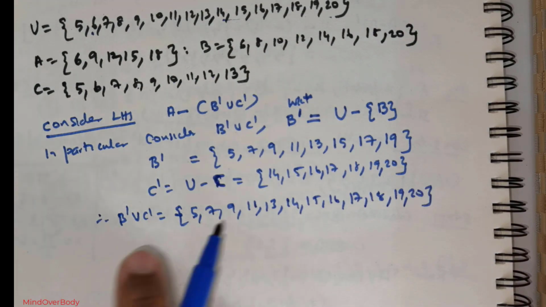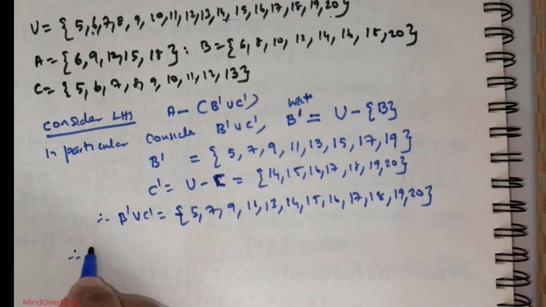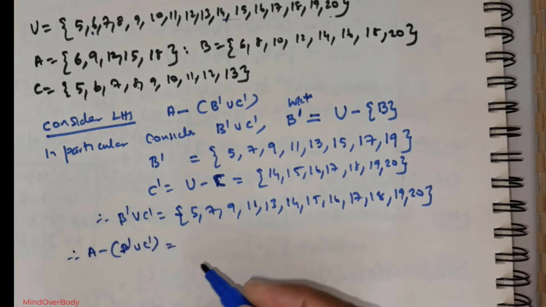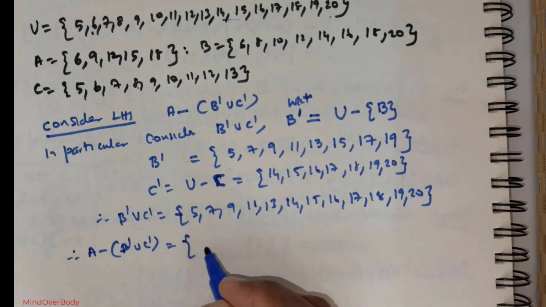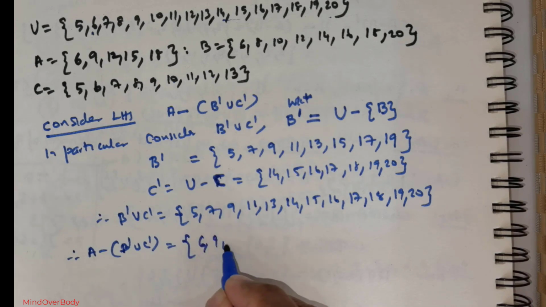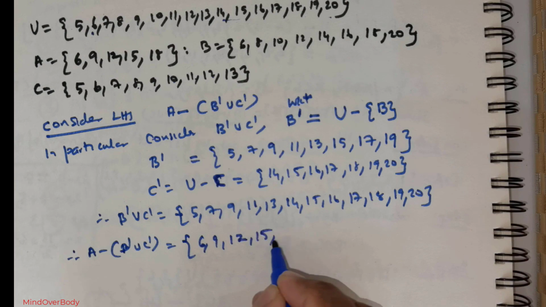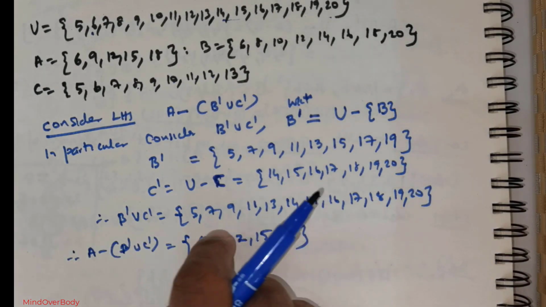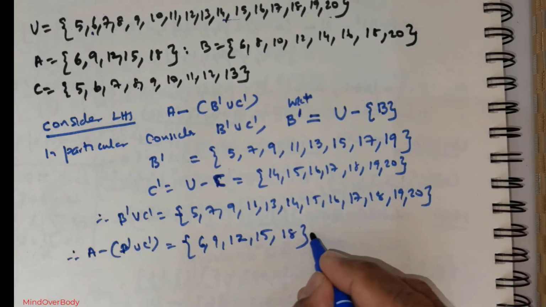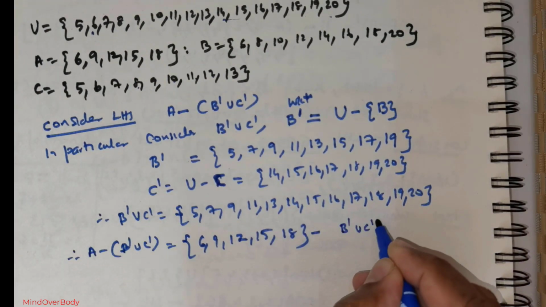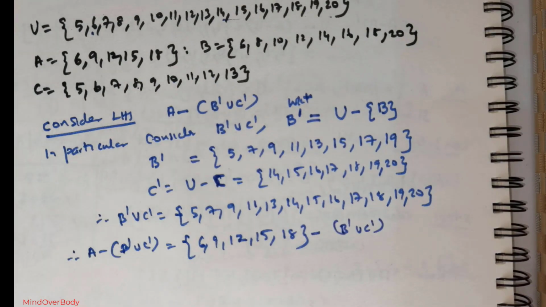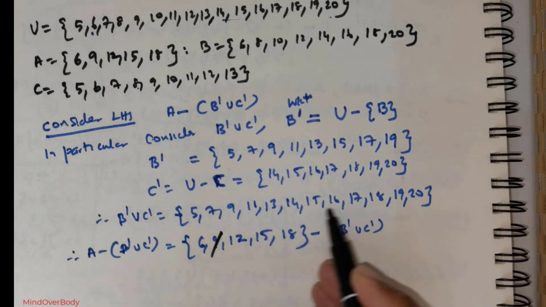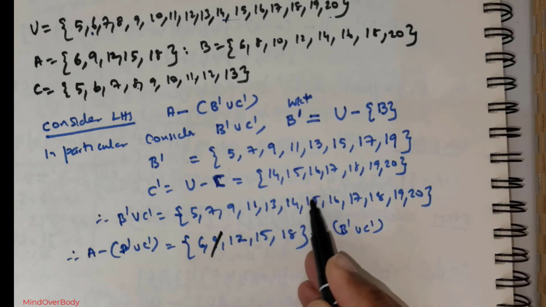Right. Now I need to perform the difference. So A difference of B complement union C complement is equal to my A. I'm writing my A. A is 6, 9, 12, 15, 18. So whatever we see here should be taken out of A. Minus B complement union C complement. So I'm taking away whatever I see. I see a 9, I take away 9. I see a 12, no. I see a 15, I take away 15.